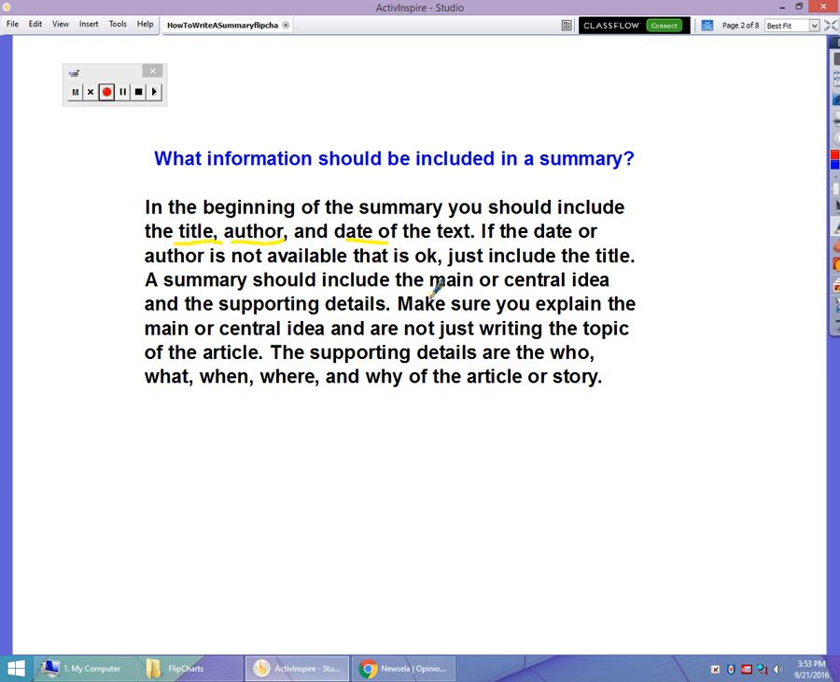The second thing you want to make sure you include is the main or central idea with the supporting details in order. You don't just want to include the topic. So, for example, we've been talking about lead poisoning. Lead poisoning would be a topic. The central or main idea is what is the topic about? What is the author specifically saying about the idea of lead poisoning? And just remember, we talk about the who, what, when, where, and why of the article after we present the main idea.